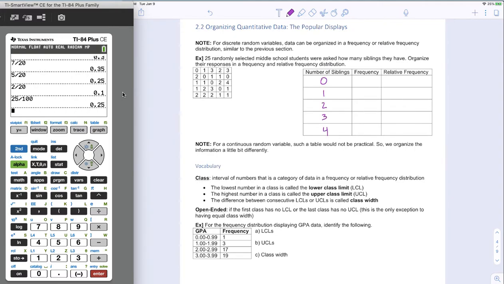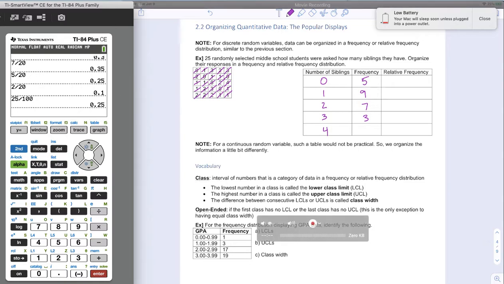And now for the frequencies, we just want the counts. So how many said 0? 1, 2, 3, 4, 5. How many said 1? 1, 2, 3, 4, 5, 6, 7, 8, 9 of them had one sibling. 2 siblings, 1, 2, 3, 4, 5, 6, 7. 3 siblings, 1, 2, 3. And it looks like one person had 4 siblings.